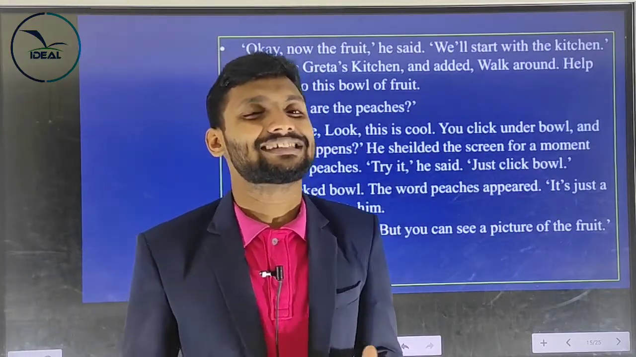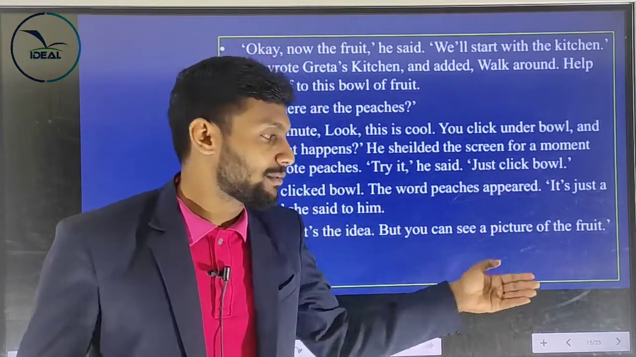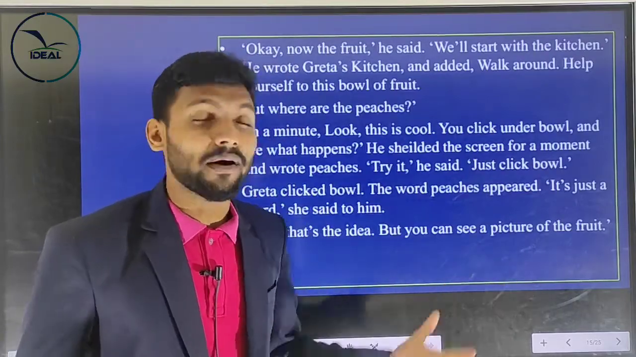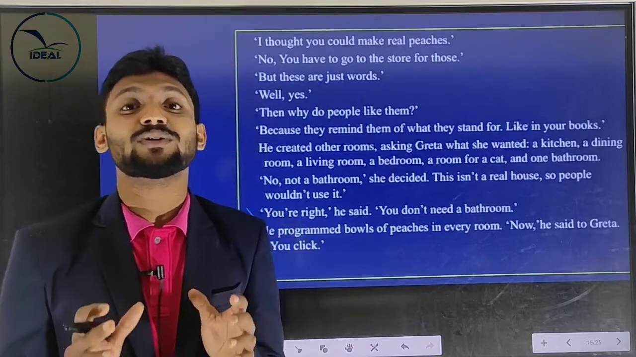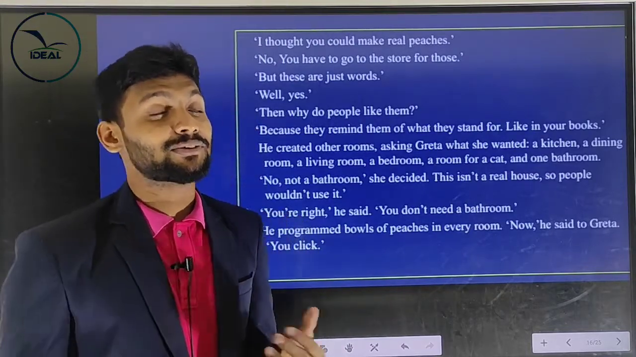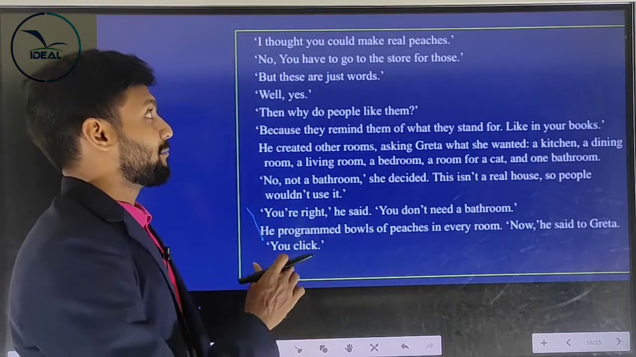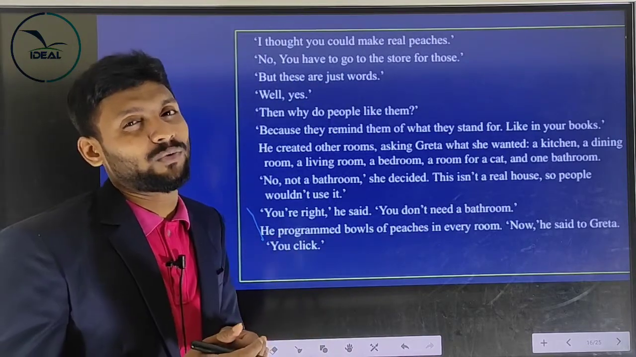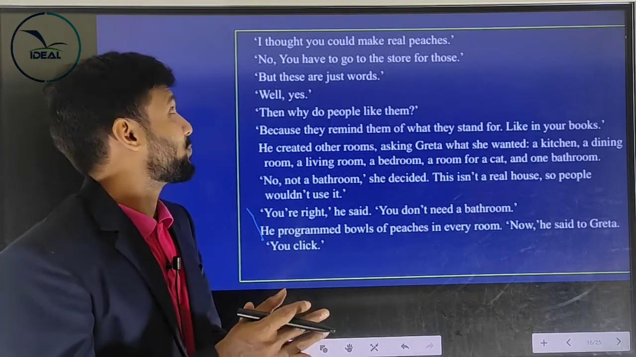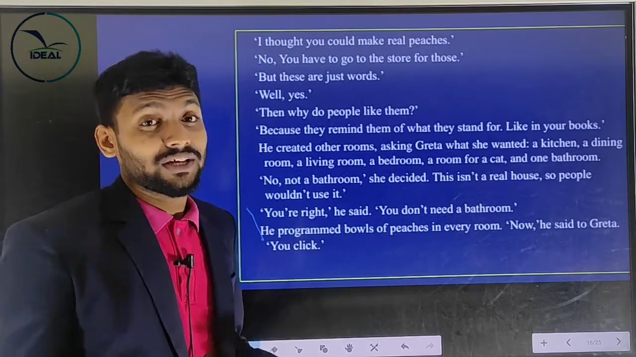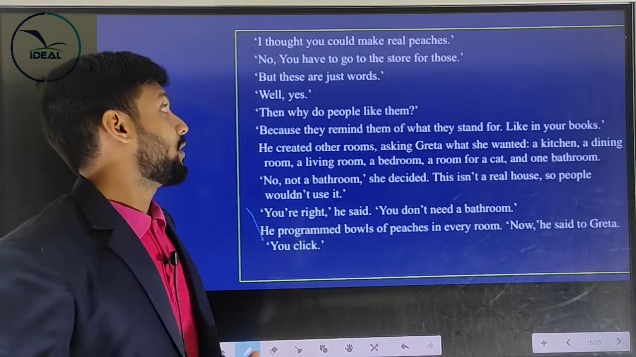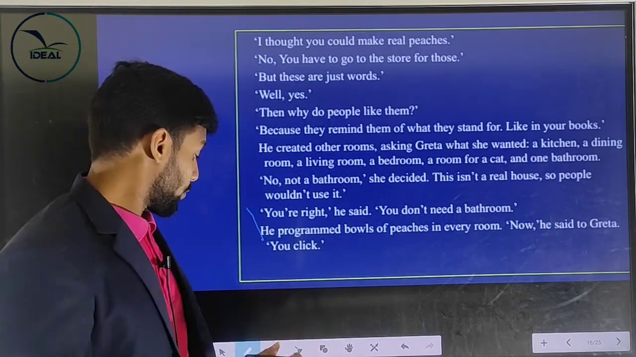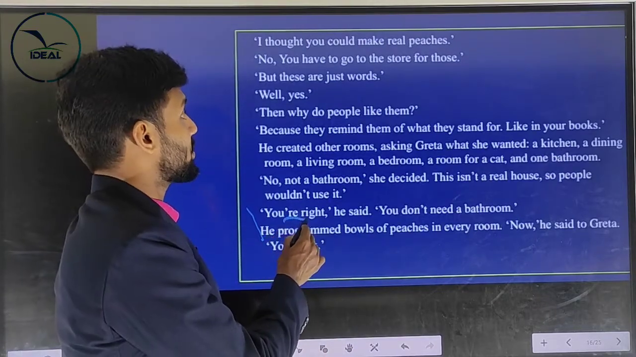She just now gets doubt about him, I think. Let's move to the next part of the story. I thought you could make real peaches. That was the answer from Greta. You told me you are going to make peaches, but I thought you were going to make real ones. The father said, oh no, you have to go to the store to get original fruits. Oh, okay, but these are only just words. We can't do much with them.